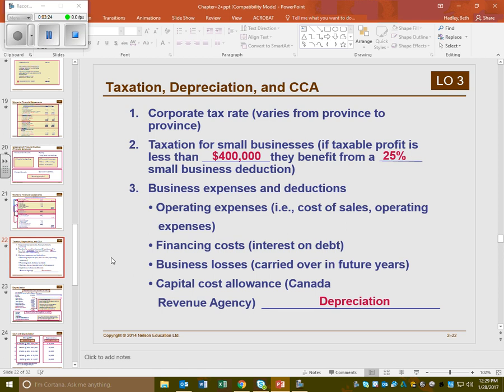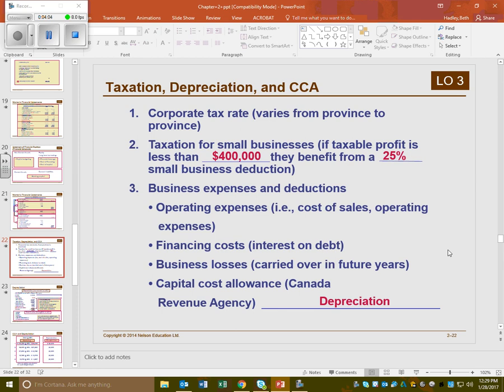Okay, so as I promised, we were going to be talking a little bit about taxation, depreciation, and what's called CCA. Okay, so as for corporate tax, that amount varies depending on what province you're in. There's a provincial portion and there's also a federal portion. Taxes for small businesses, if your profit is actually less than 400,000, there can be a benefit or a savings of up to 25% for a small business deduction.